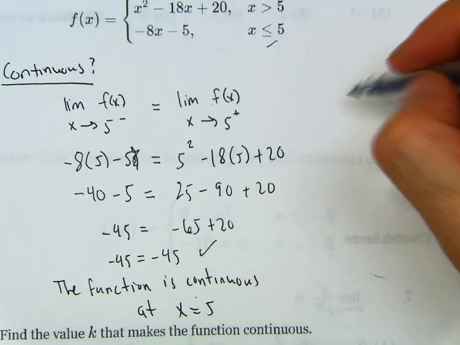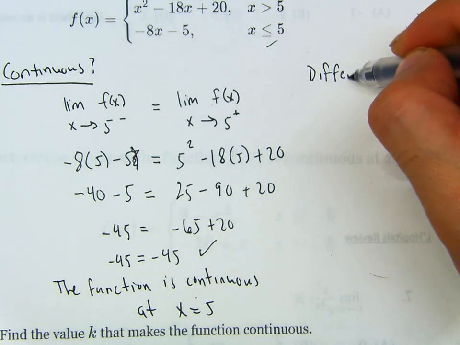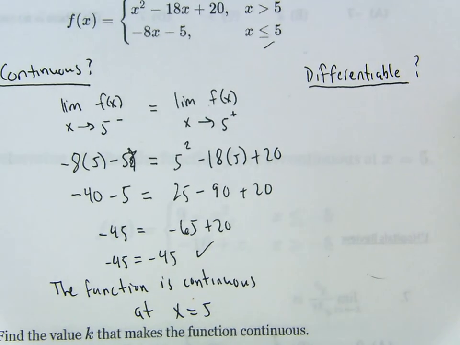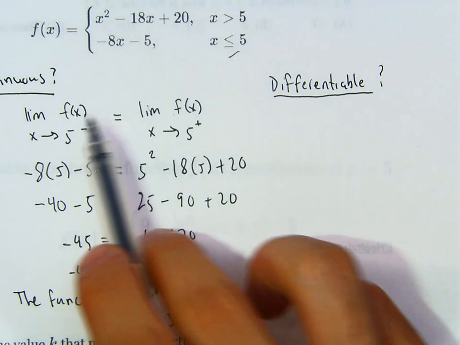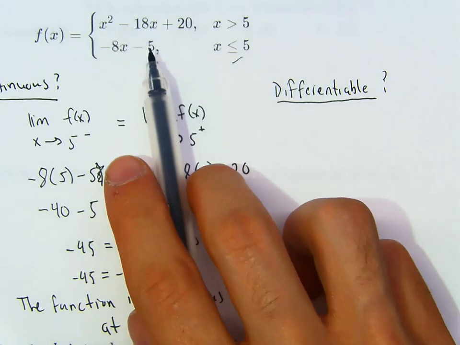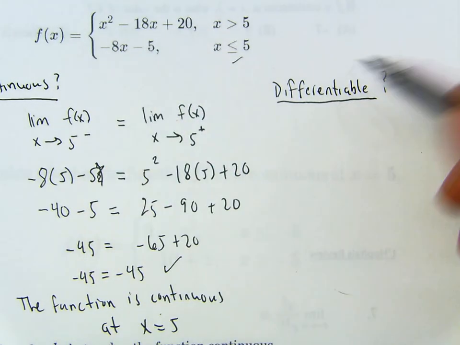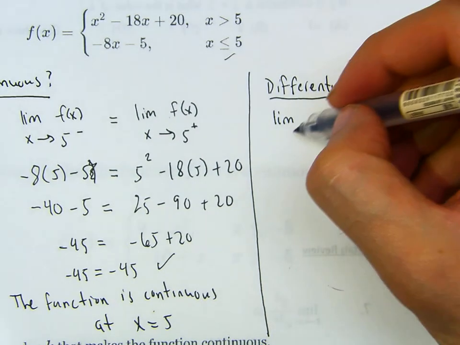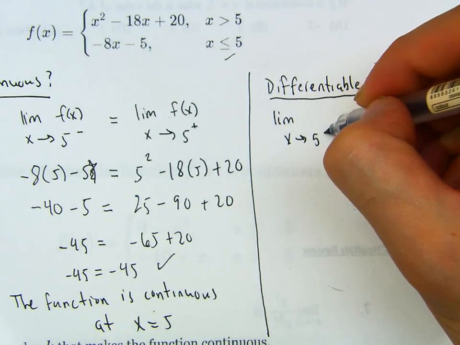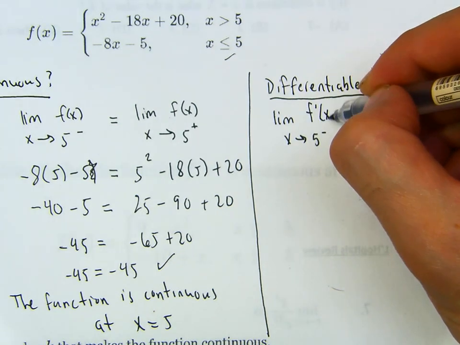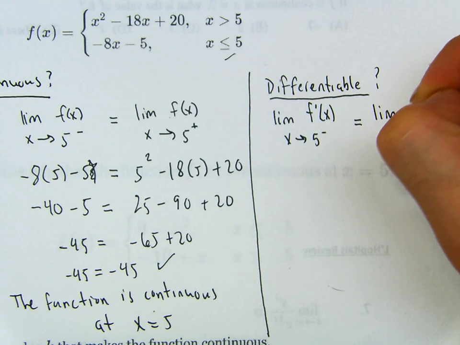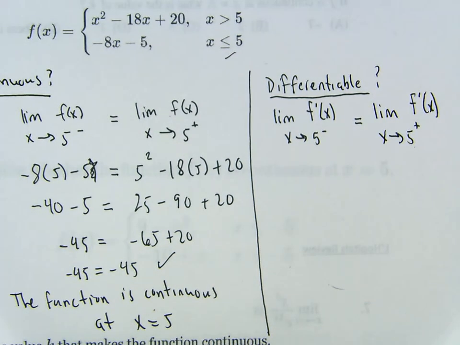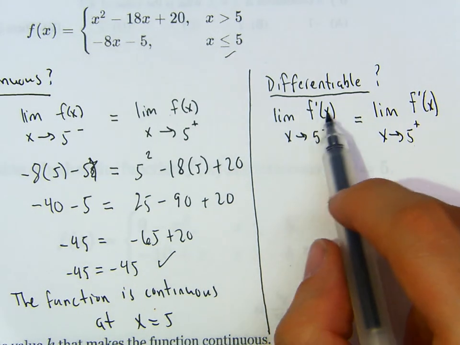Now we need to check differentiability. So differentiable, question mark. Well, what do we need to do? We need to check the slope from the left and from the right. So we need to take the derivative of the left and from the right. So here, the limit, and let me draw a line over here. The limit as x approaches 5 from the left of f prime of x, does that equal the limit as x approaches 5 from the right of f prime of x?